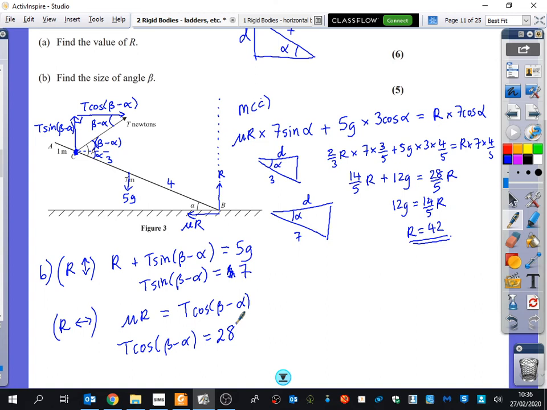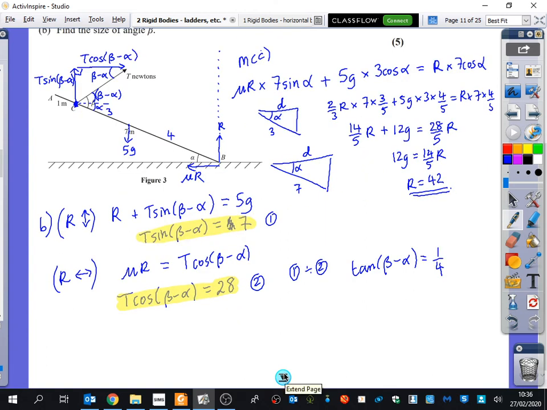Oh, we did square. Even quicker, because we don't care what T is. I only care what beta is. What can I do with this? Double angle. Good, I can turn it into tan. How can I turn it into tan? I'm going to do this one divided by this one, number 1 divided by number 2. So I get tan(beta minus alpha) is 1/4.